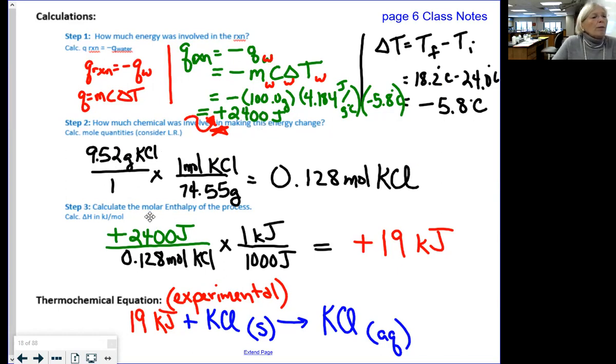We've got to turn that into a molar enthalpy, and a molar enthalpy is how many joules or kilojoules per mole. A molar enthalpy is kilojoules per mole. So here's the little bit of energy that was given off by a little quantity in moles of KCl, convert joules to kilojoules, and here's my end result. That process in kilojoules per mole is 19. And that is literally kilojoules per mole.